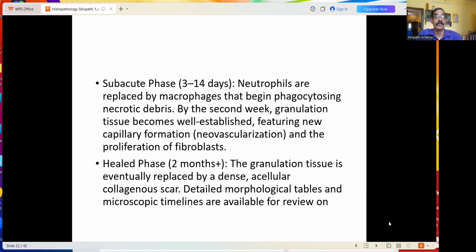Healed phase, that is 2 months plus. The granulation tissue is eventually replaced by a dense acellular collagenous scar. Detailed morphological tables and microscopic timelines are available.